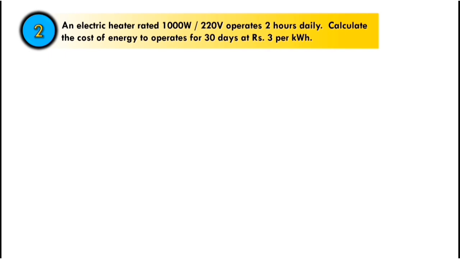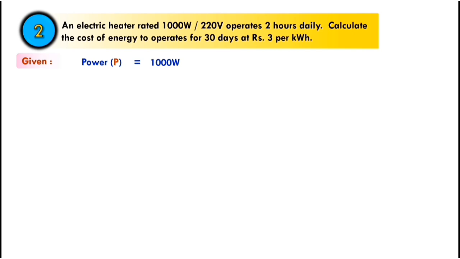Calculate the cost of energy to operate for 30 days at rupees 3 per kilowatt hour. So the question has given power and also given time. Okay, so we have to find out the energy cost for 30 days. Okay, so we are given power P equal to 1000 watt.